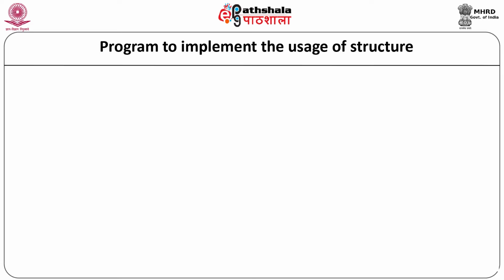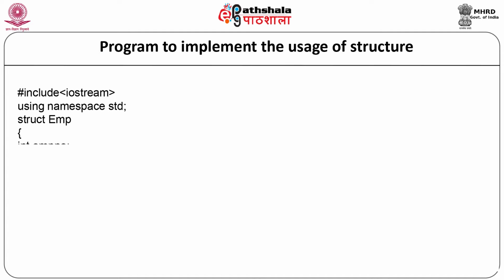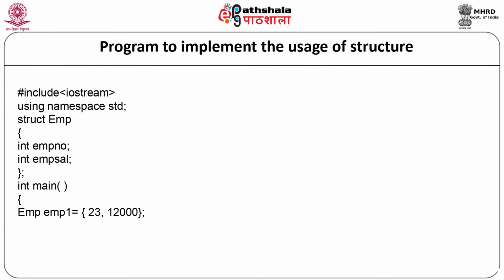Now let us see a simple program for the usage of structure. The structure is declared for the employee with two fields, employee number and employee salary. In main function, we are declaring the variable of employee structure as emp1 and we are assigning the initial values in a curly bracket as 23 and 12,000. Now 23 will be assigned to the employee number and 12,000 will be assigned to employee salary.